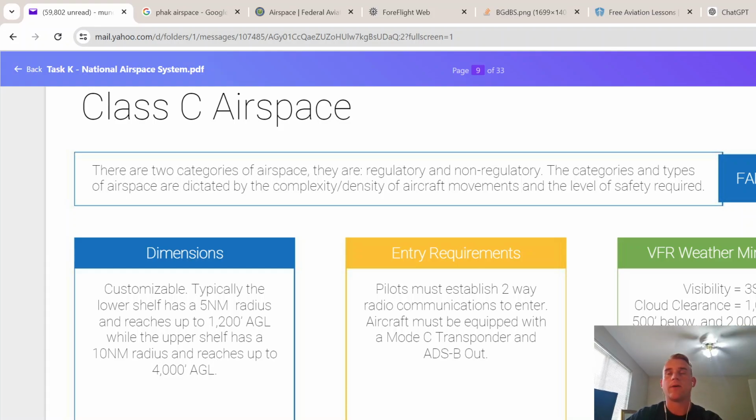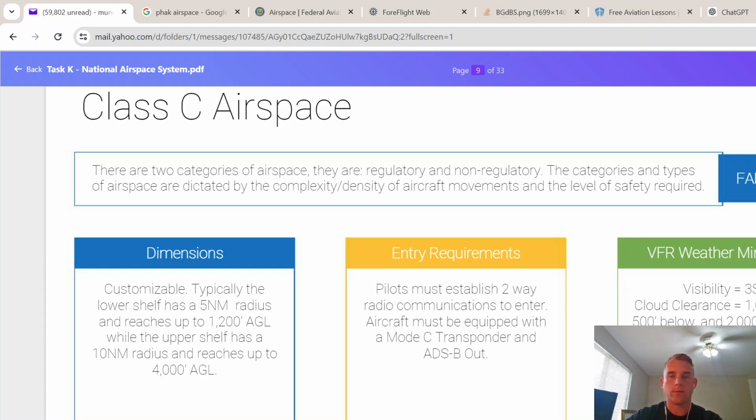But if they say 9562 Quebec, stand by, that is not clearance to enter, that is not permission to enter, and though they said your tail number, you're not entering that airspace yet. So kind of a gray area there, kind of weird, right? But just know that you need to establish two-way radio communications to enter.